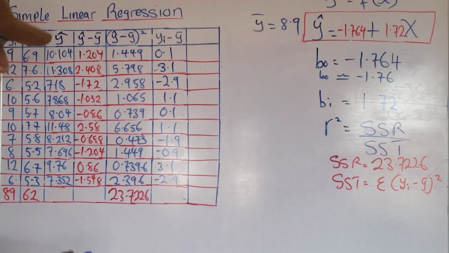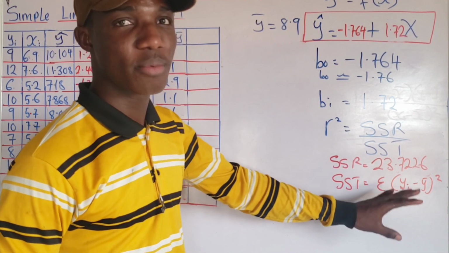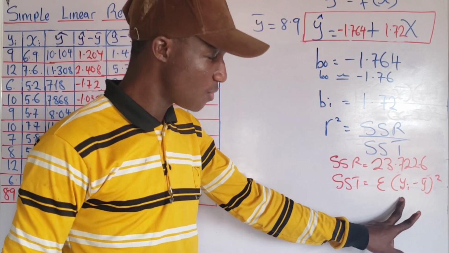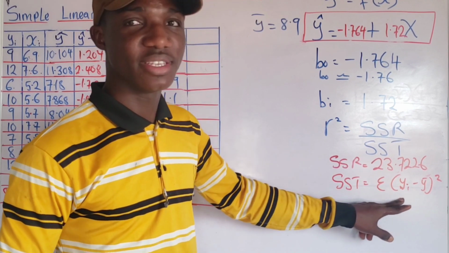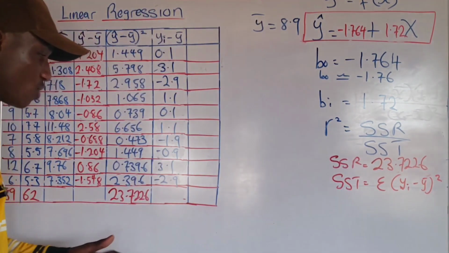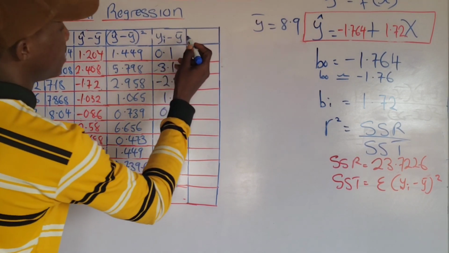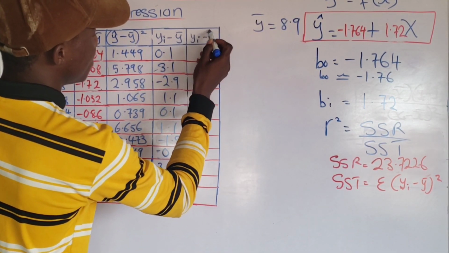Now the next step is to go back to the formula. From the formula we still need the square, because you can see y minus y bar squared. So we still need to square the difference. I'm going to square all these values. Now I want you to pay attention. For the next column I'm going to have y minus y bar squared.